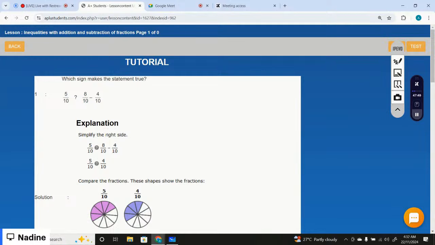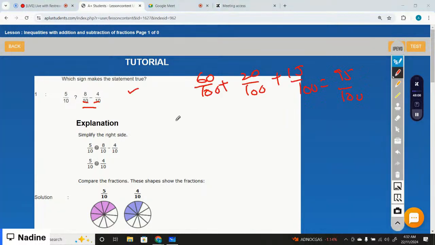Which sign makes the statement true? 5 by 10, you have to compare it to 8 by 10 minus 4 by 10. So, which is the correct option? You have to subtract, right? And you have to see when you solve this side that equals which sign makes the statement true.